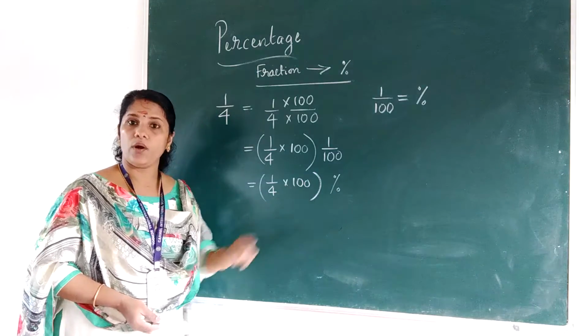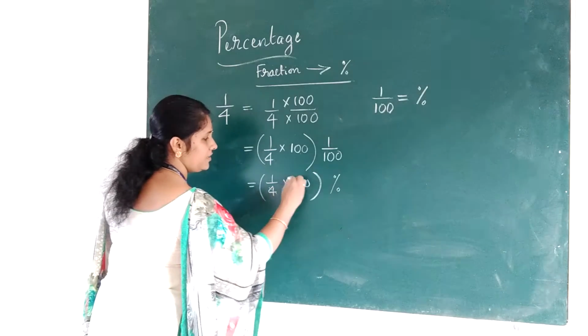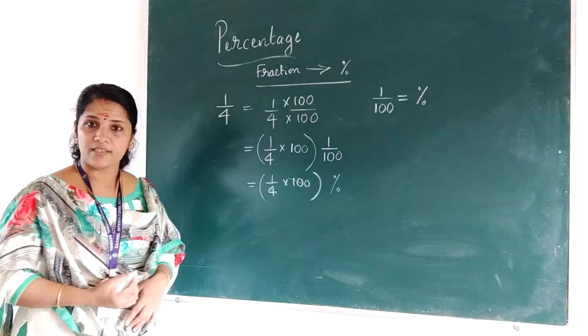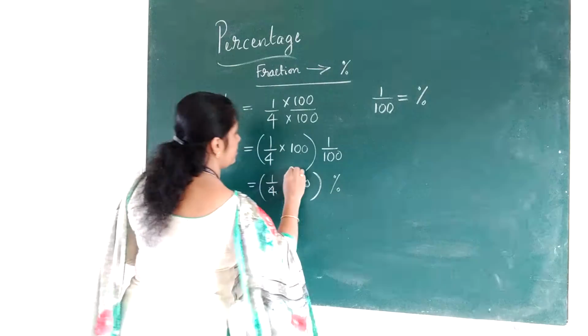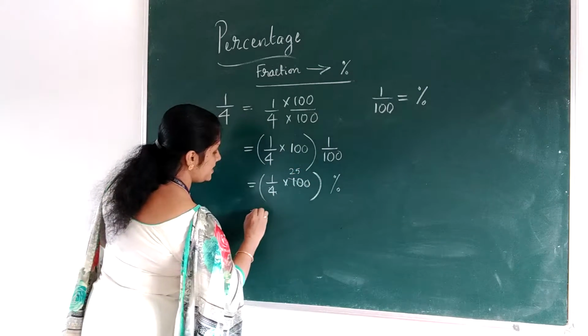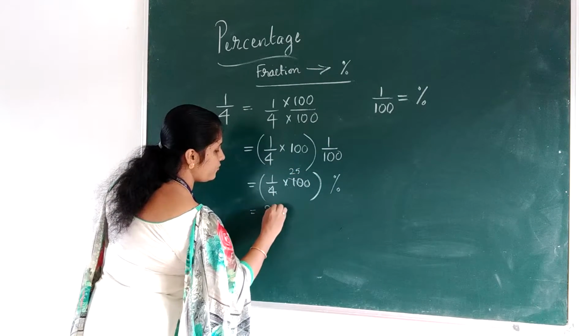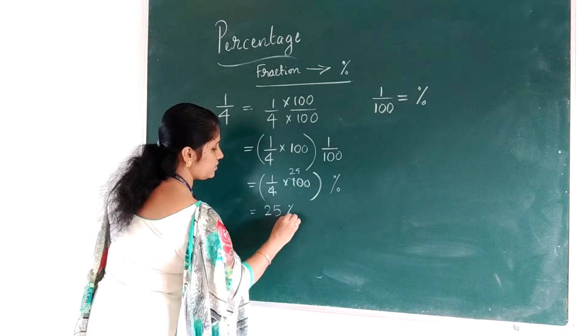1 by 4 into 100. You can cancel, right? The numerator and denominator, 100 divided by 4 is 25. So the answer is 25%.